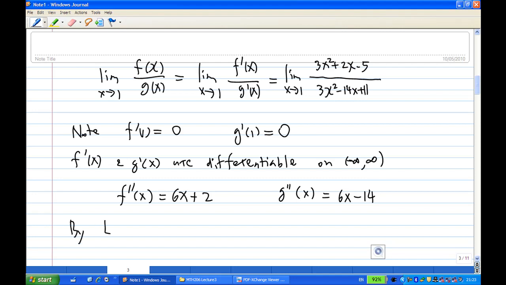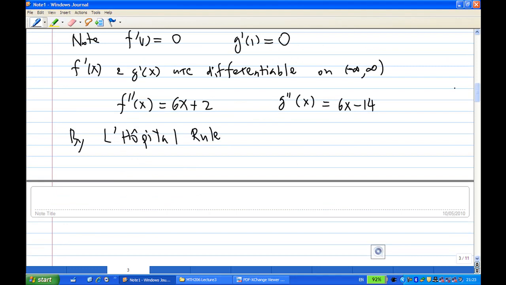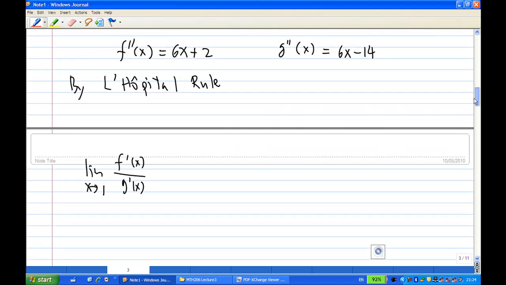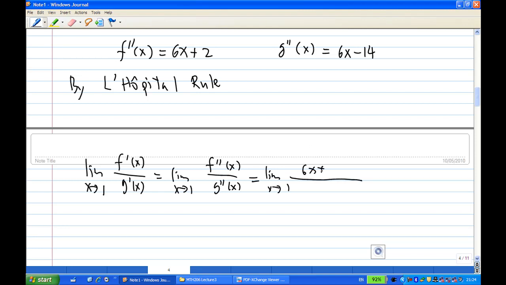So according to the L'Hopital rule again, we know that the limit of x approaching 1 of f prime of x over g prime of x, because this is again a 0 over 0 case, just like before, with f prime of 1 over g prime of 1 both 0, we can apply L'Hopital rule again to say that the limit as x approaches 1 of f prime of x over g prime of x is equal to the limit as x goes to 1 of f double prime of x over g double prime of x, which is equal to the limit of x approaching 1 of 6x plus 2 over 6x minus 14.